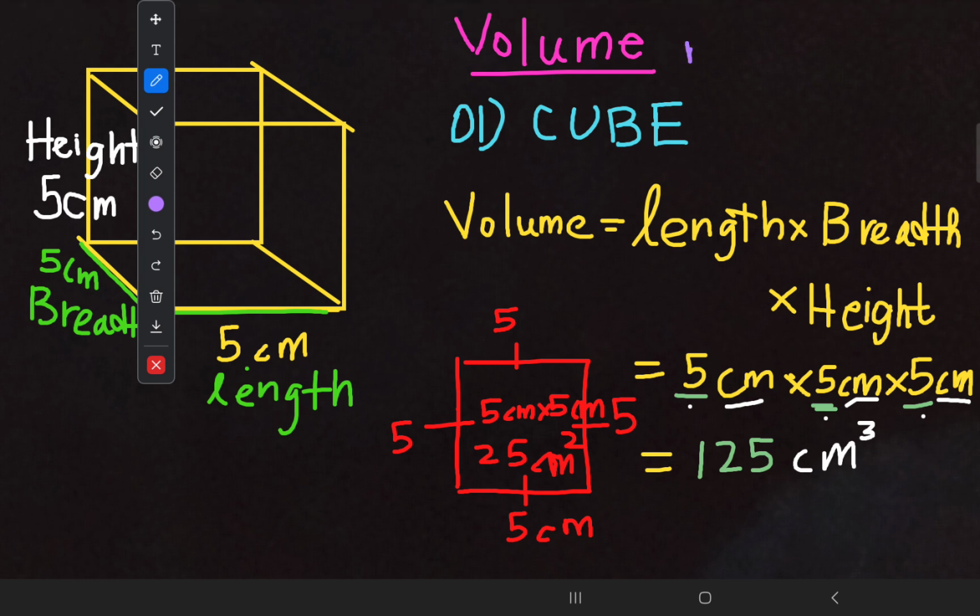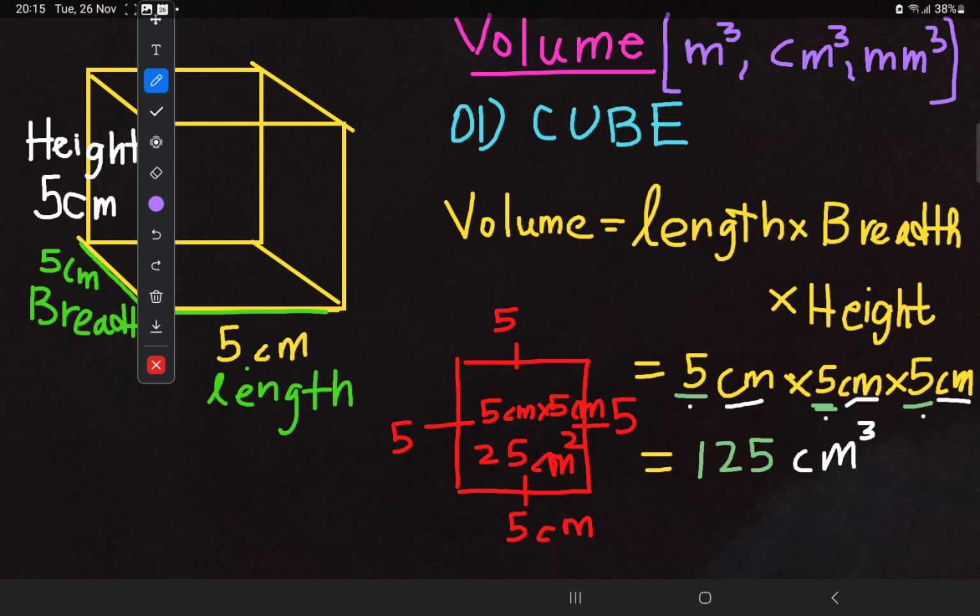First one is meter cube. Then centimeter cube is also possible, and millimeter. If the measurements are given in millimeters, we can use millimeter cube units. Meter cube, centimeter cube or millimeter cube. The unit is very important in volume. That's how I multiply 5 into 5 into 5, 125, and centimeter into centimeter into centimeter, centimeter cube. That's all for this question.